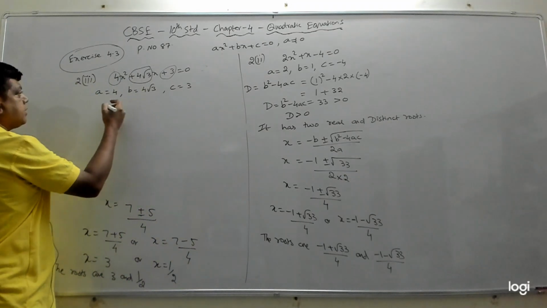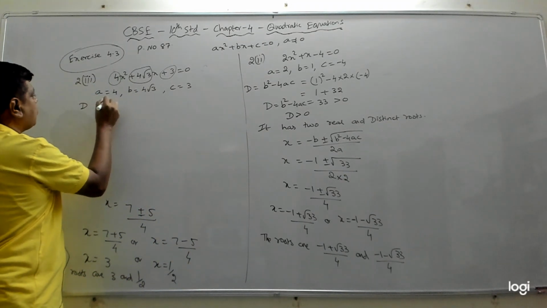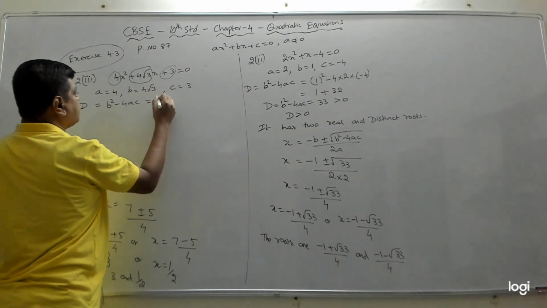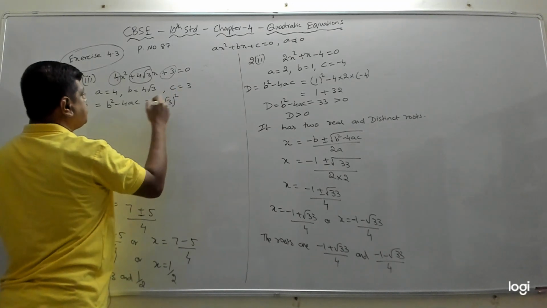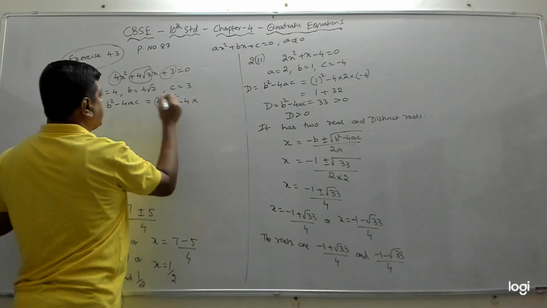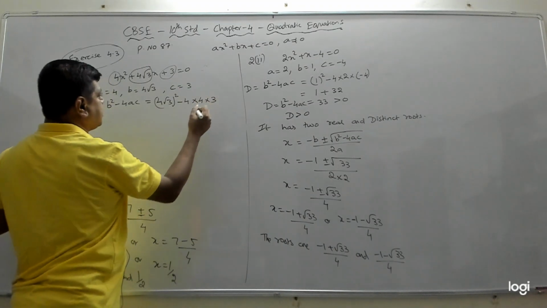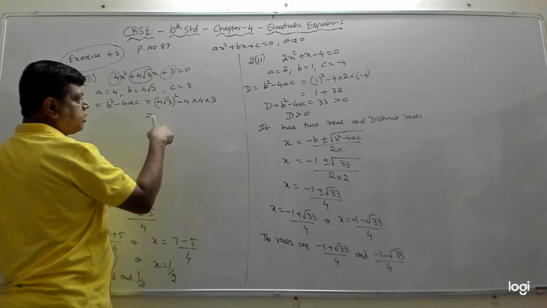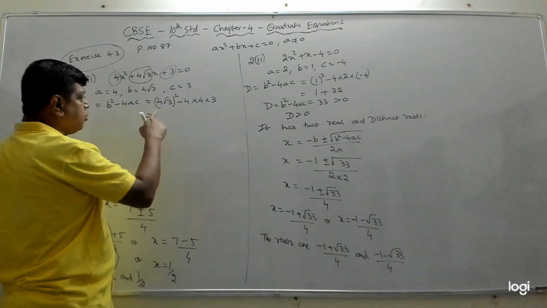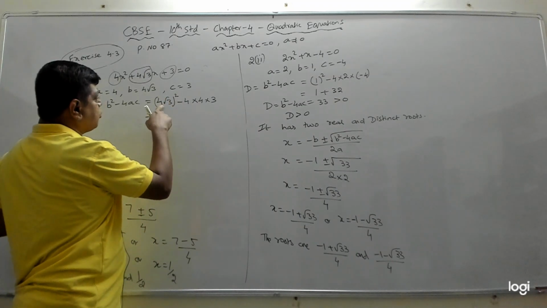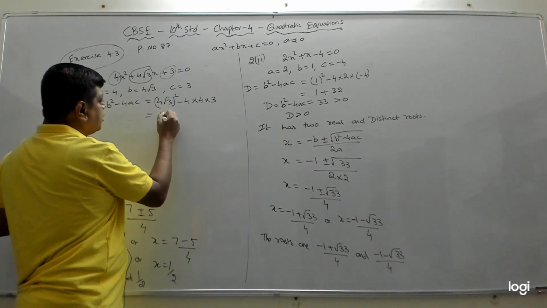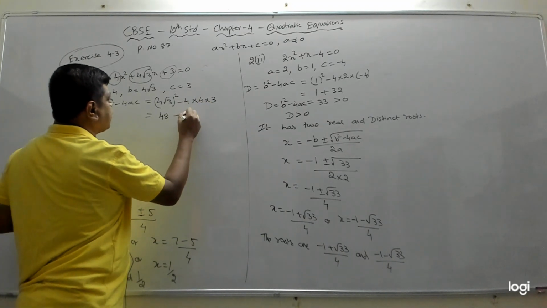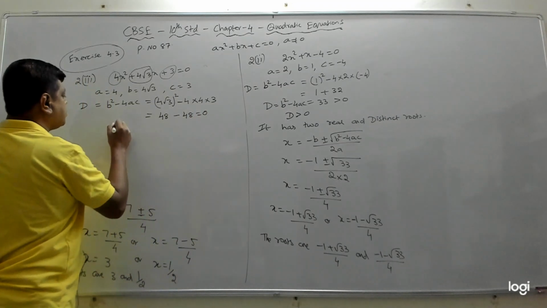Now the second step is we should find the discriminant. So D is what? b square minus 4ac. B is 4 root 3, the whole square, minus 4 into a, which is 4, into c, which is 3. 4 root 3 the whole square means 4 root 3 into 4 root 3. 4 4s are 16, root 3 into root 3 is 3. 16 times 3 is 48, minus 4 4s are 16, 16 times 3 is 48. You get 0. So D is equal to 0.